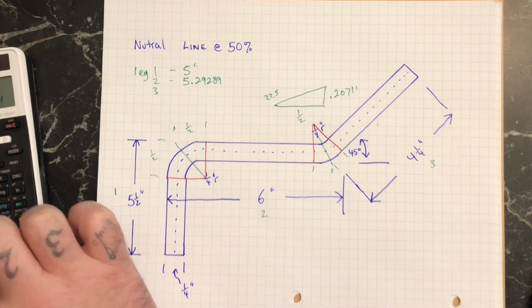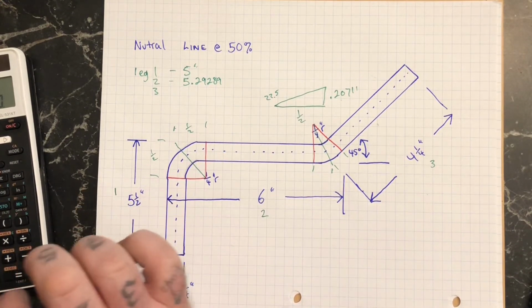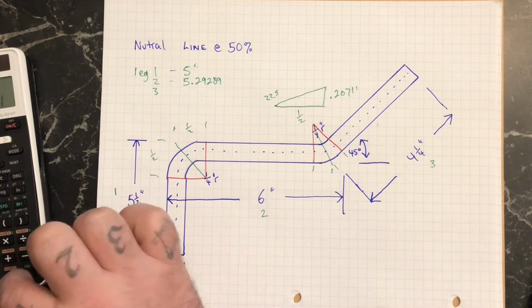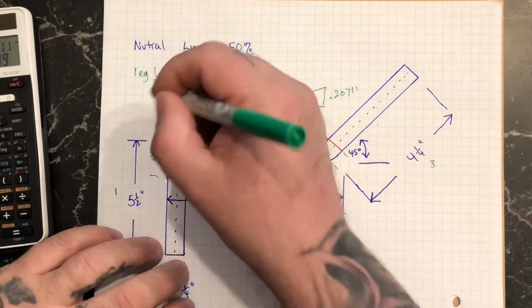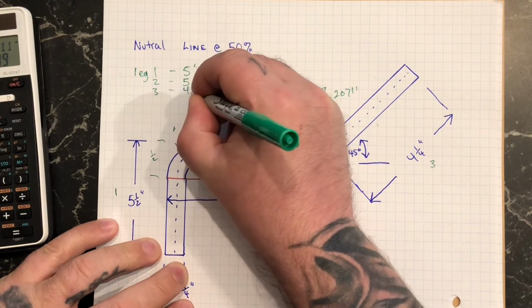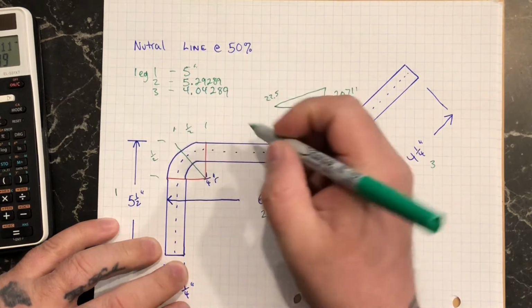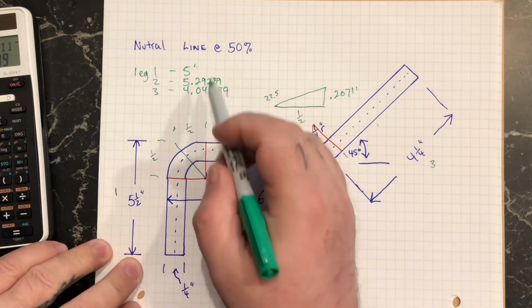And then finally, our last leg here, we're going to also subtract this setback off of this length. So 4.25 minus 0.20711 leaves us with 4.04289. So those are going to be the new leg lengths.